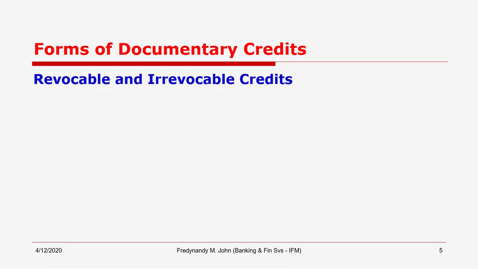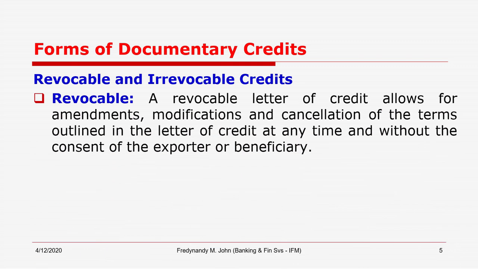Now let's skip to the forms of documentary credits. Ladies and gentlemen, we have seen that under the documentary credit or letter of credit, the issuing bank guarantees to make payments to the exporter only if the exporter has fulfilled the terms of credit and submitted the required documents on time. But we need not forget that the applicant of the documentary credit is the importer or the buyer. So, under the forms of documentary credit, the first form is known as the revocable credit or revocable documentary credit.